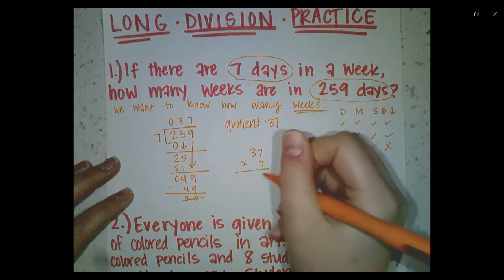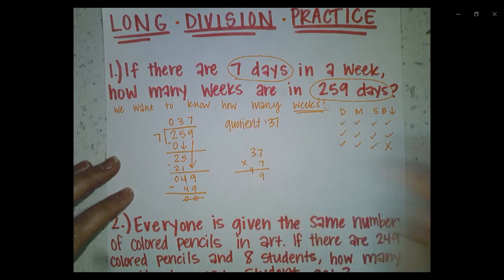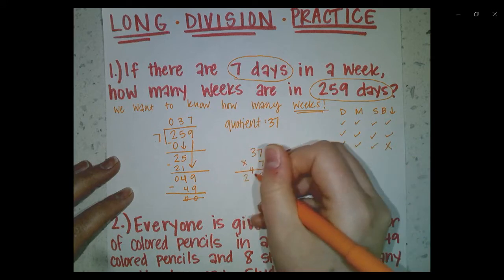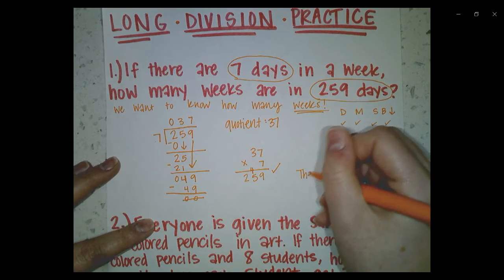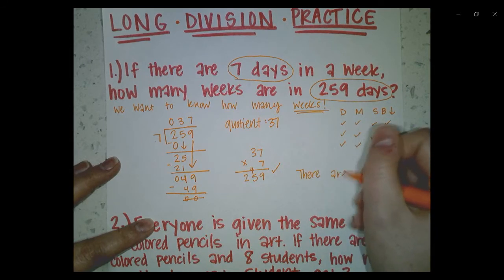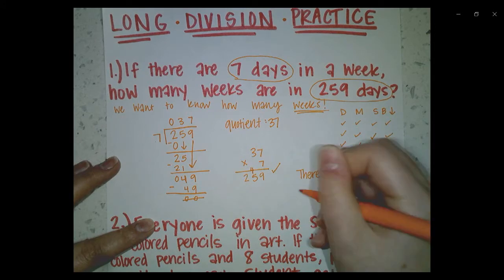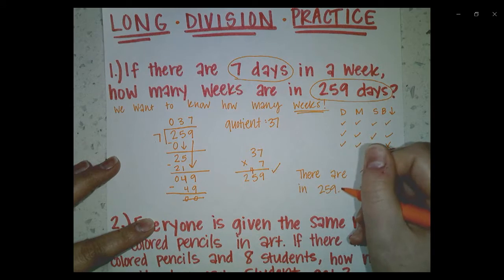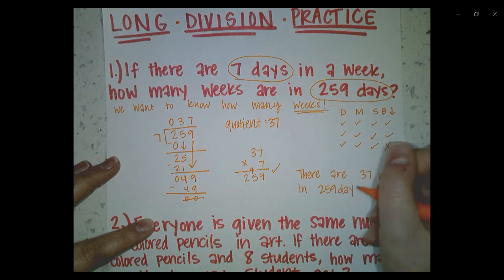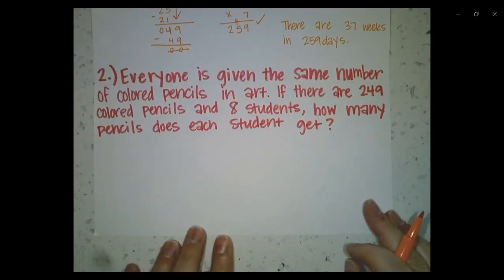But just to double check that I divided correctly, I'm going to go back and multiply my divisor times my quotient to see if I get back to the answer, or the dividend, and I do. So there are 37 weeks in 259 days. And the wording of that problem was a little confusing, but hopefully you got it. All right, now let's go on to another example.